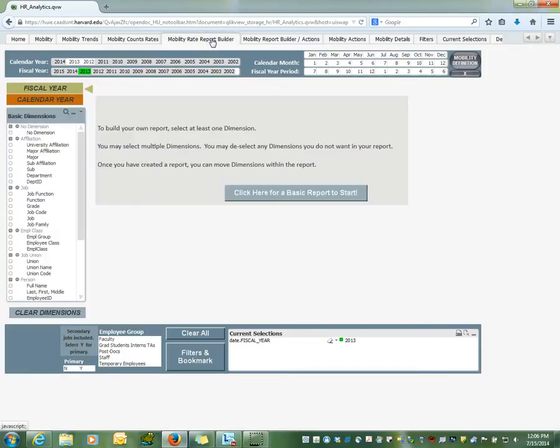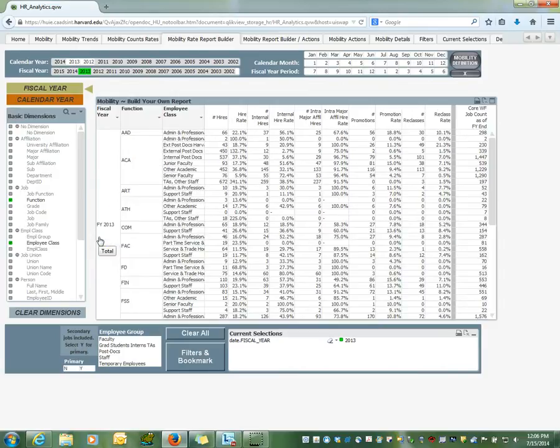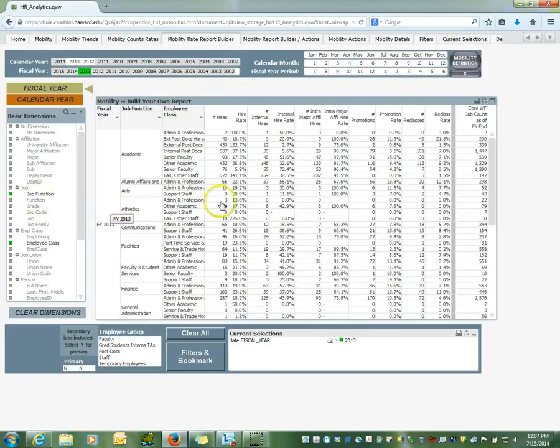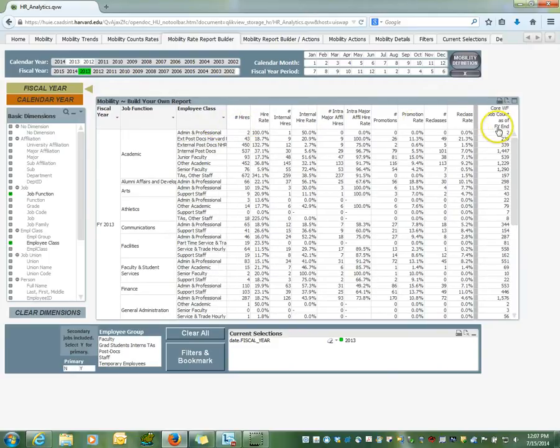The next chart is the mobility rate report builder. This one lets you use a dimension selector to choose information. So if I was interested in job function and employee class, then I can select those two items. This is getting the job function code, but say I want instead the job function, then I can select that one and deselect this one. And then you can see what the job functions are and what employee classifications are included in that, and the counts for all of these attributes within that.